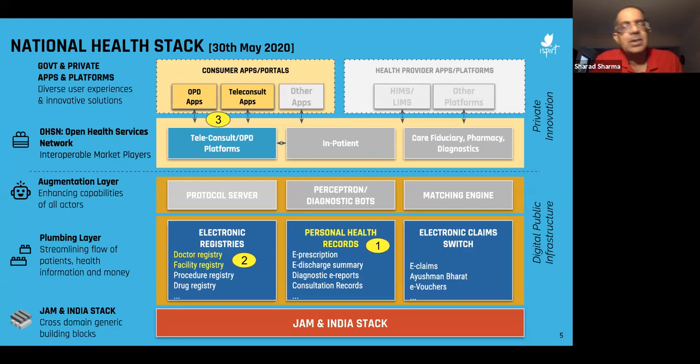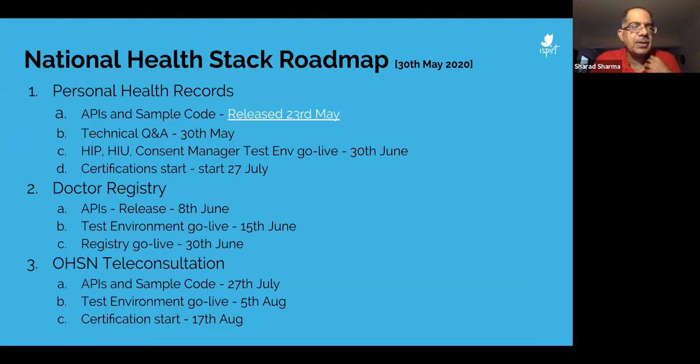A very quick recap of the health stack. We had shared this slide last time. There are in the health stack 3 layers. There is a plumbing layer. We will be discussing personal health records and electronic registries, particularly the doctor registry, today in detail. Then there is a middle layer. We'll be covering that in future sessions of the health stack. And then there is a top layer, which is called Ocean. Ocean is the Open Health Services Network. And in the coming sessions, before we cover others, we'll be covering the teleconsultation Ocean APIs, and that will come up. So these are the topics that we'll be covering.